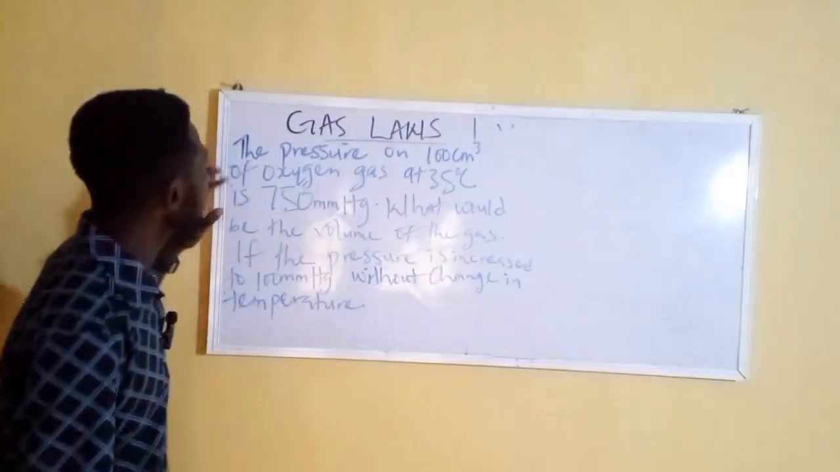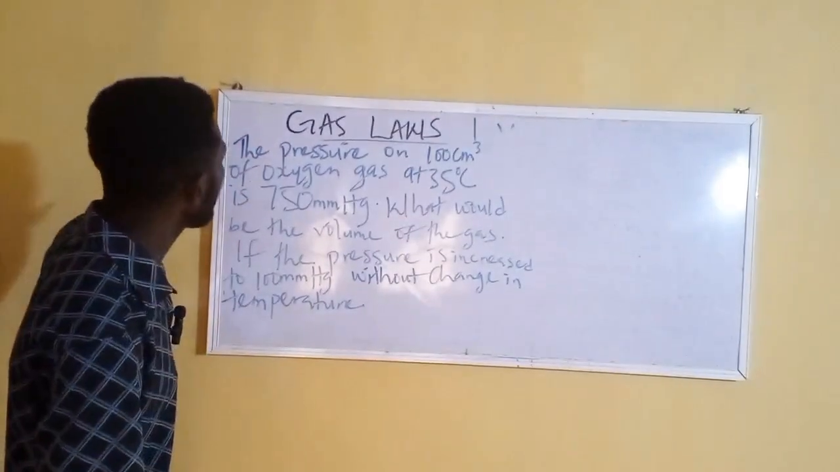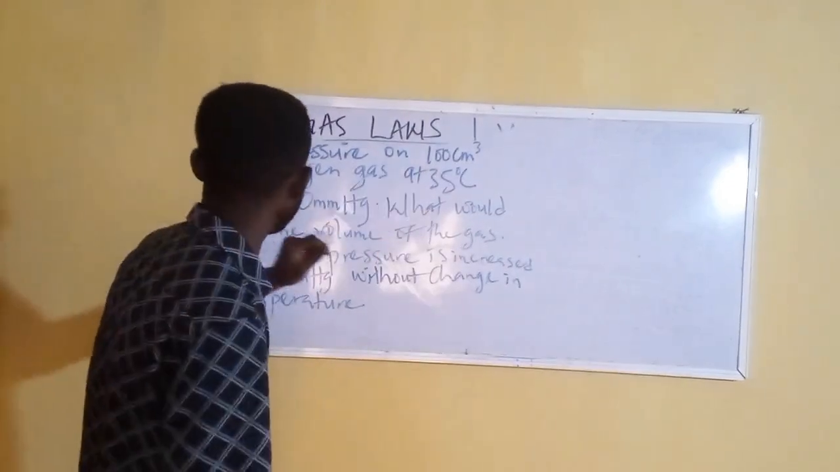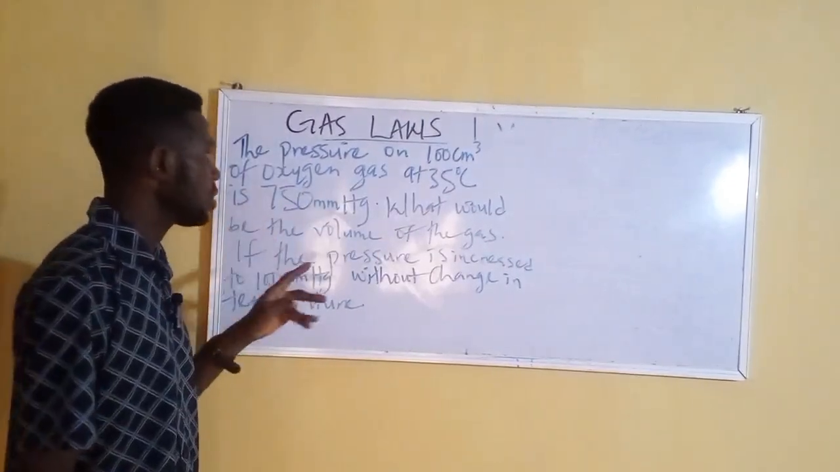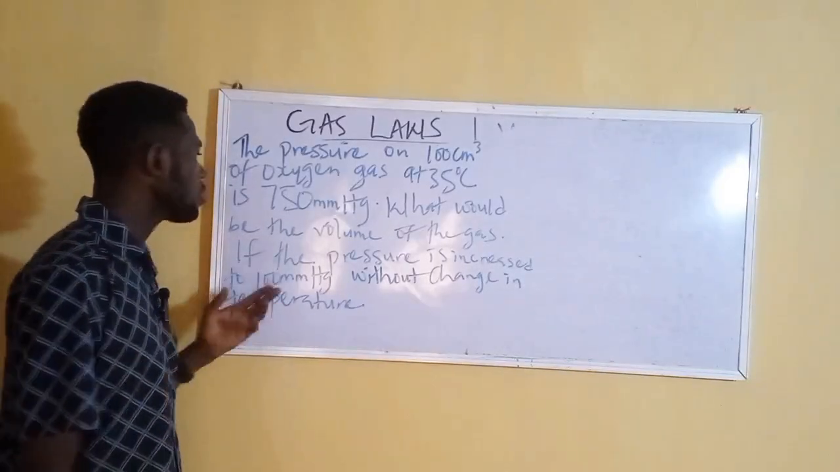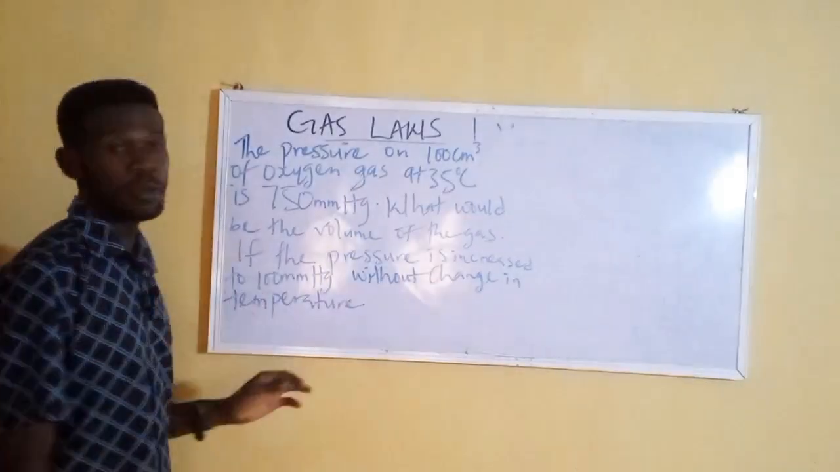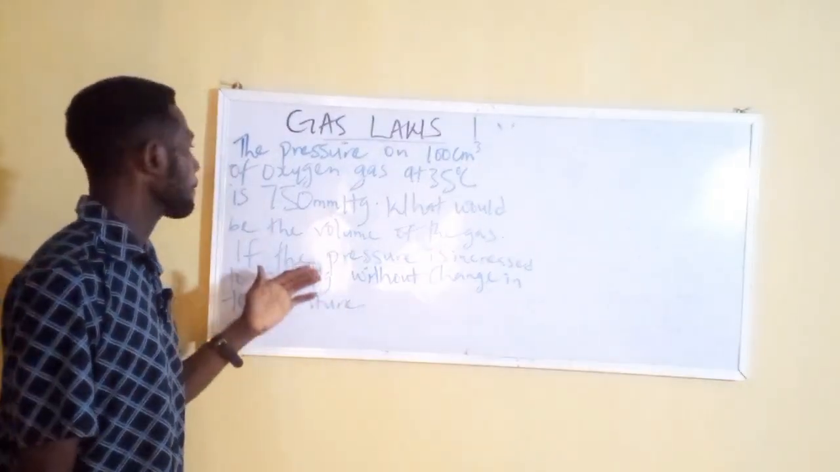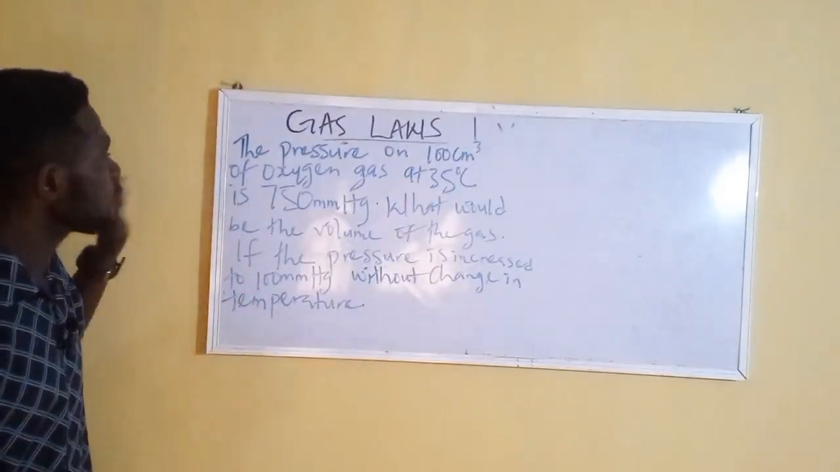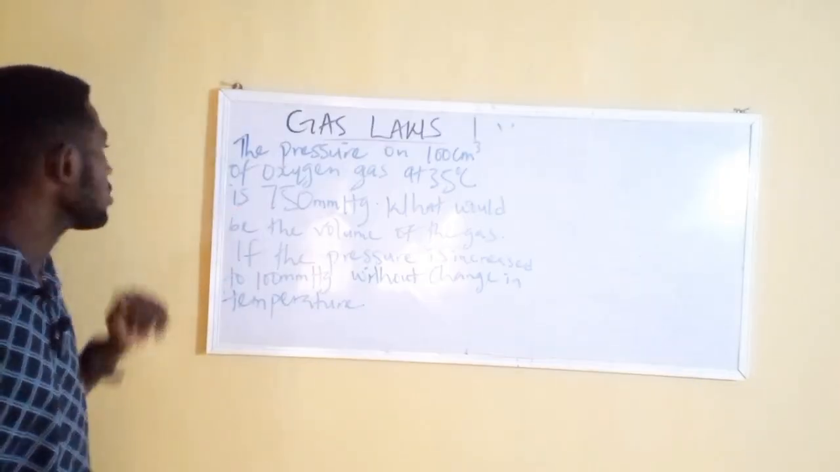Now let's take a look at this particular question. The pressure of 100 centimeter cube of oxygen gas at 35 degrees Celsius is 715 millimeter mercury. What would be the volume of the gas if the pressure is increased to 100 millimeter mercury without change in the temperature? Let's first of all write out the parameters.